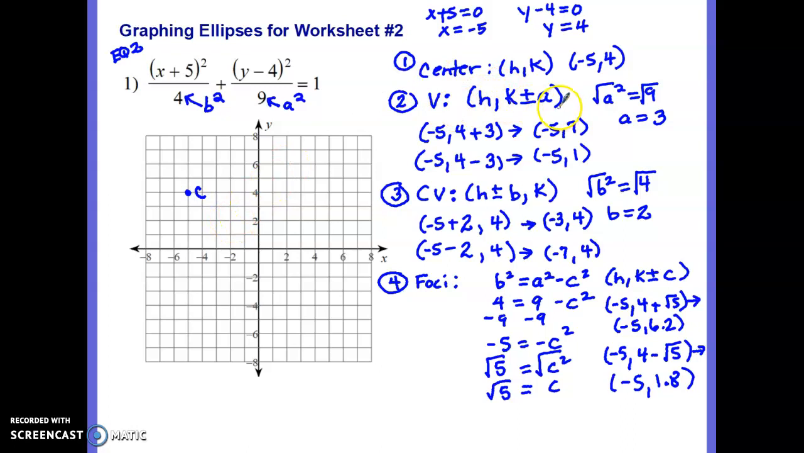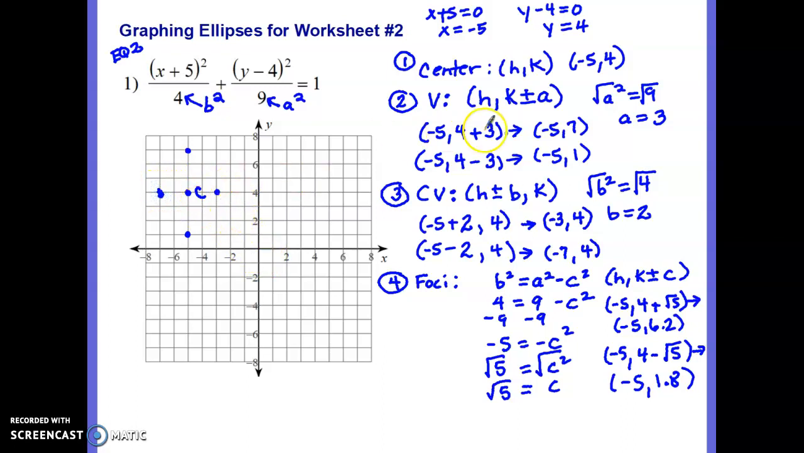All right, we're going to graph our vertices next, which are -5, 7, and -5, 1. All right, now we're going to go ahead and graph our co-vertices, which are -3, up 4, and then you have -7, up 4. And if you'll notice, your dots kind of make a cross. So if they don't make a cross in some form, then you got one of your dots in the wrong place.